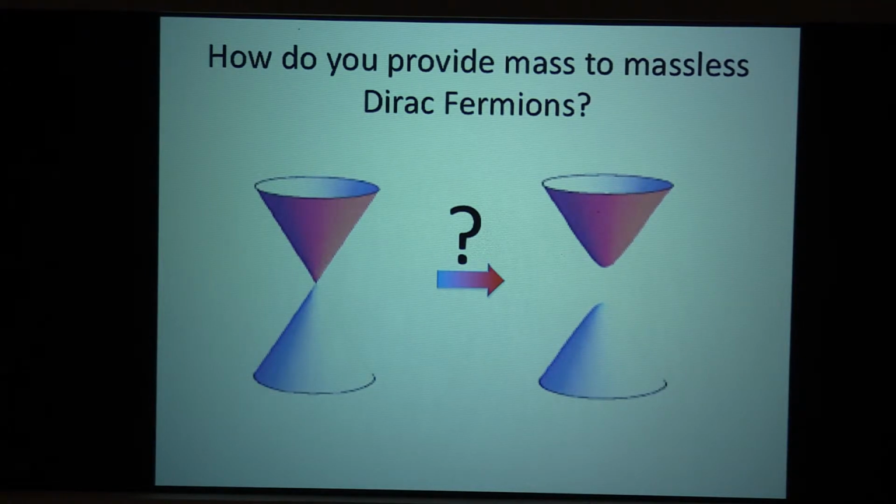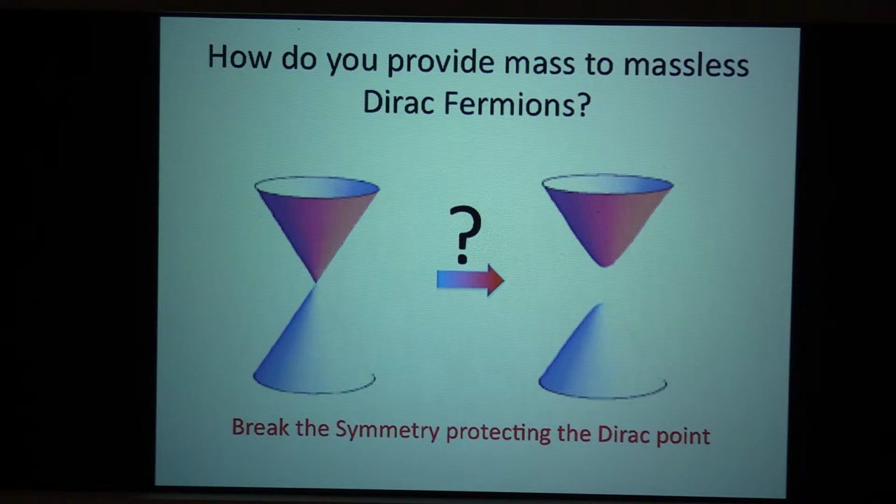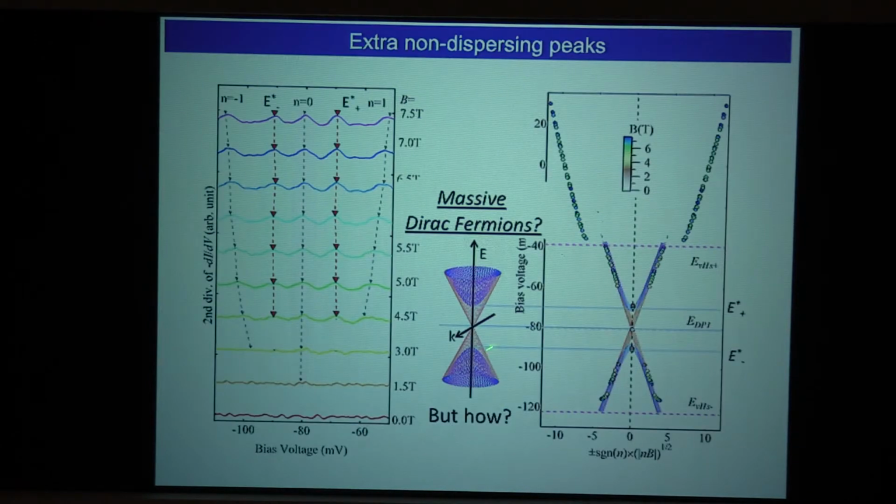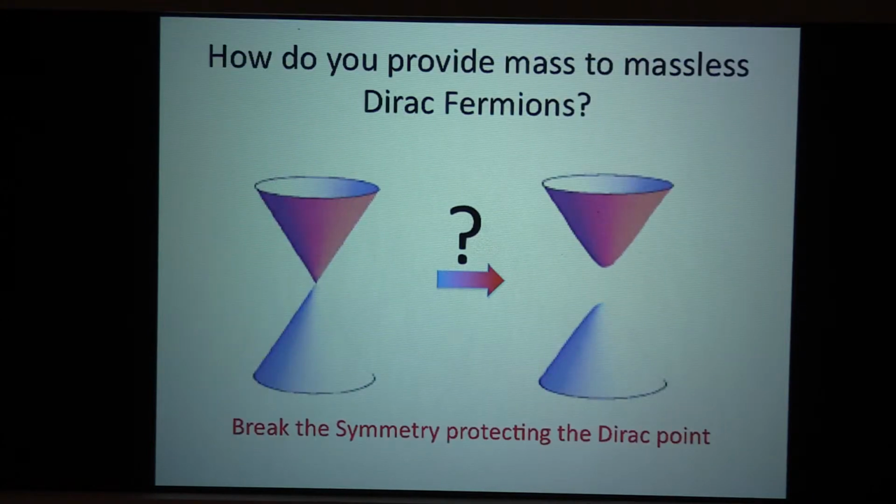So what it really looks like is we have a massive cone and a massless cone. We have both of these existing in the same system. So the question is, first of all, how do you provide mass to these Dirac systems? And the second is, how can you have a coexistence of the two?